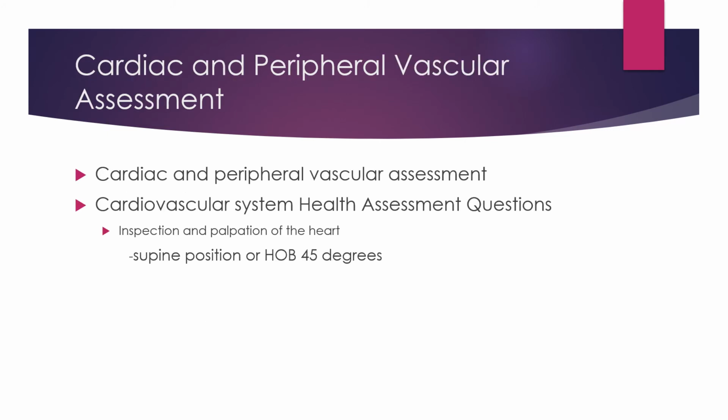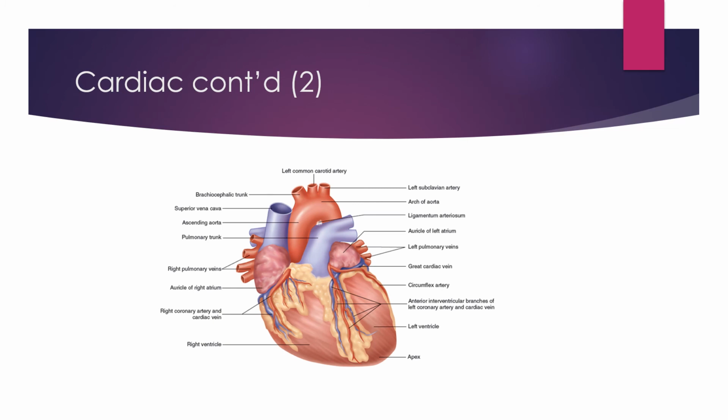The cardiac and peripheral vascular assessment. You will inspect and palpate the heart with the patient either in the supine position or with the head of the bed at 45 degrees. It requires that you understand the anatomy of the heart and the function of the circulatory system throughout the body. You will again assist the patient into that supine position or raise the head of the bed at 45 degrees, and you need to inspect and palpate following a very systematic sequence.